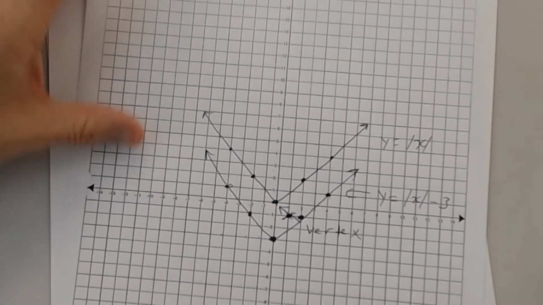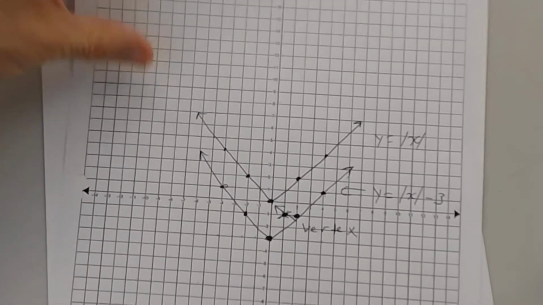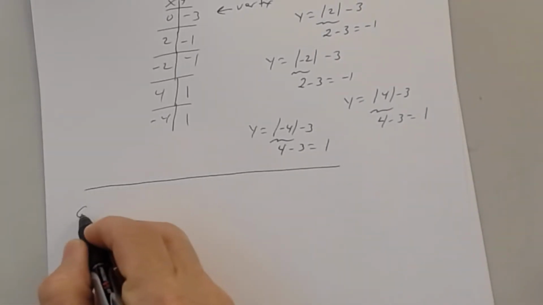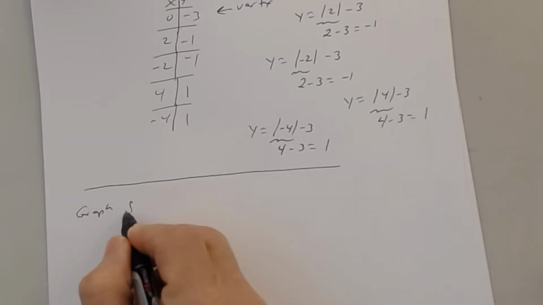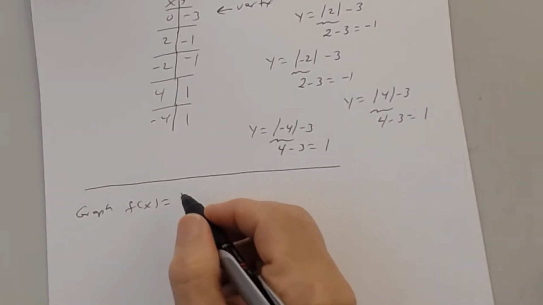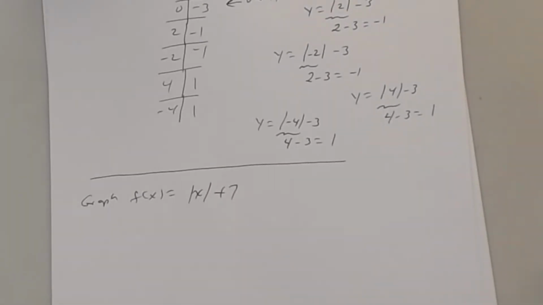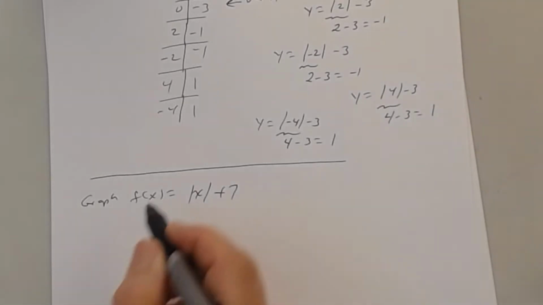Now let's look at another one. Suppose this time you had, let's say you want to graph f of x equal the absolute value of x plus 7. Remember, f of x, that function notation, you're going to learn about function notation Tuesday. But that function notation, f of x, what does that stand for? What letter? Y. So it means the same thing as y.